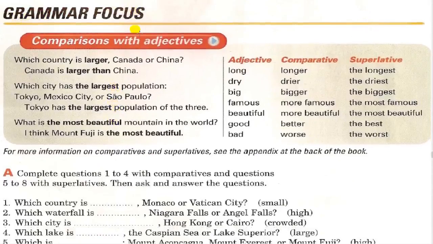Grammar focus. Comparisons with adjectives. Which country is larger, Canada or China? Canada is larger than China. Which city has the largest population, Tokyo, Mexico City, or Sao Paulo? Tokyo has the largest population of the three. What is the most beautiful mountain in the world? I think Mount Fuji is the most beautiful.